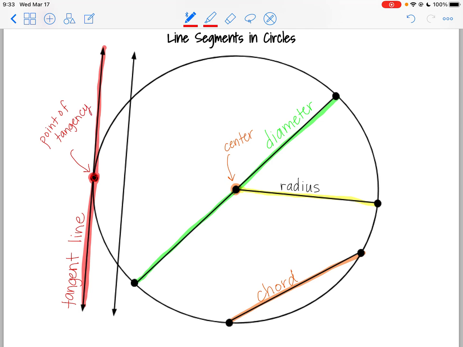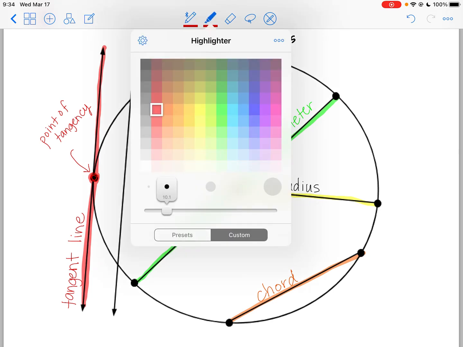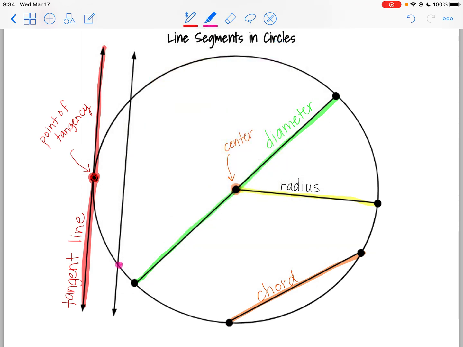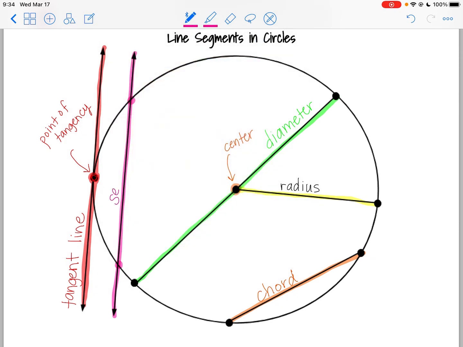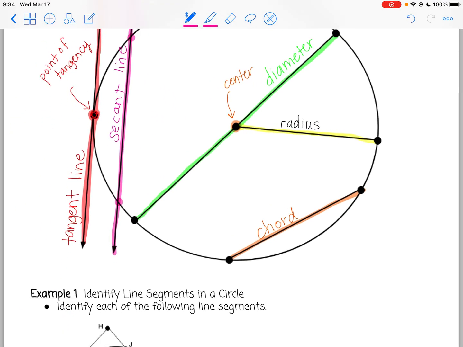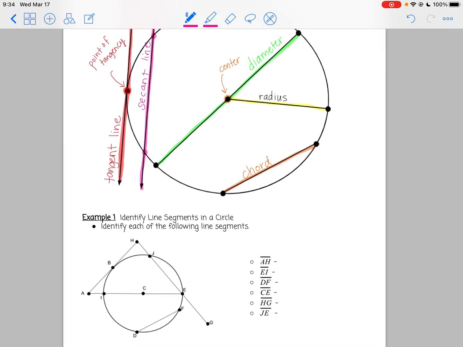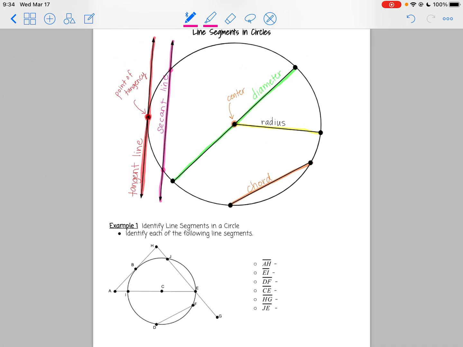So the other line, which goes past the edges of the circle, but it hits at 2 points, this line is called a secant line. So the secant line touches the circle at 2 points. So what we're going to do is we're just going to look at another example and decide what kind of line or segment each of these are.